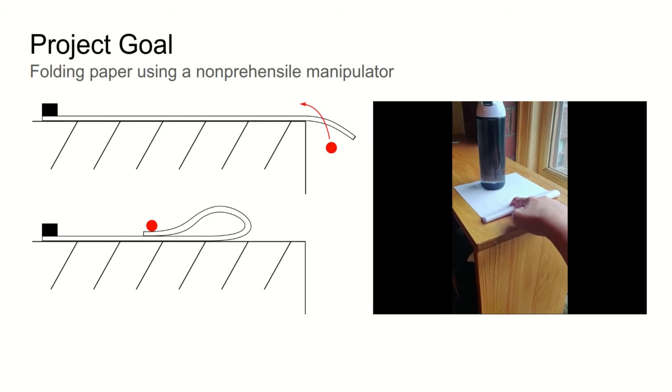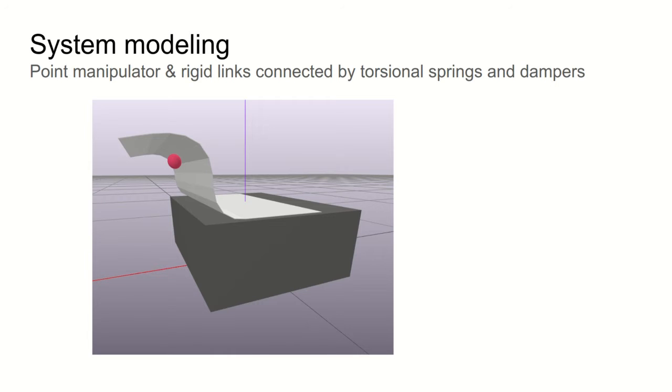And the idea is that by restricting to non-prehensile folding, the problem actually has to contend with the paper's dynamics, versus using a gripper, where you could just grab one end of it and move it without really having to think about any of these constraints other than maybe not ripping the paper. Let's talk a little bit about how I modeled the system.